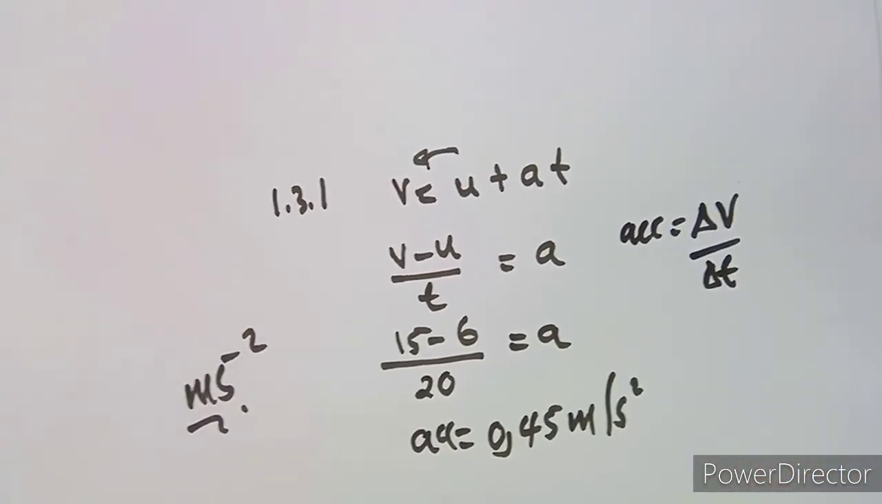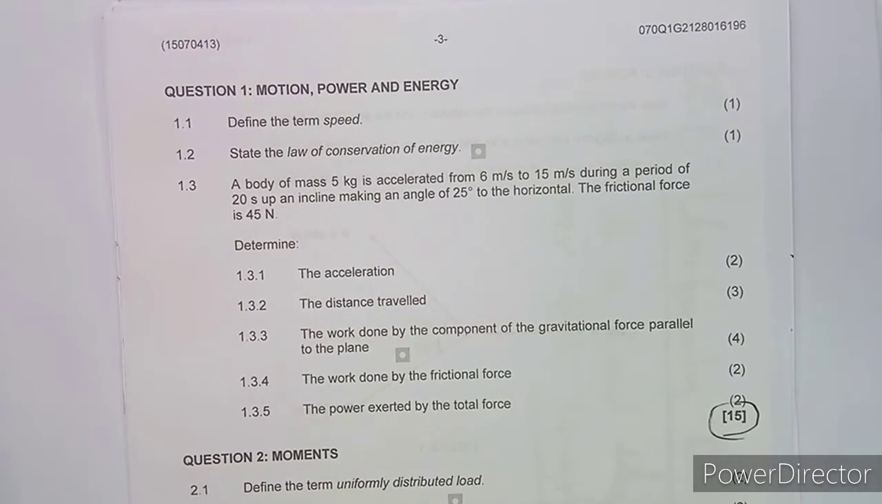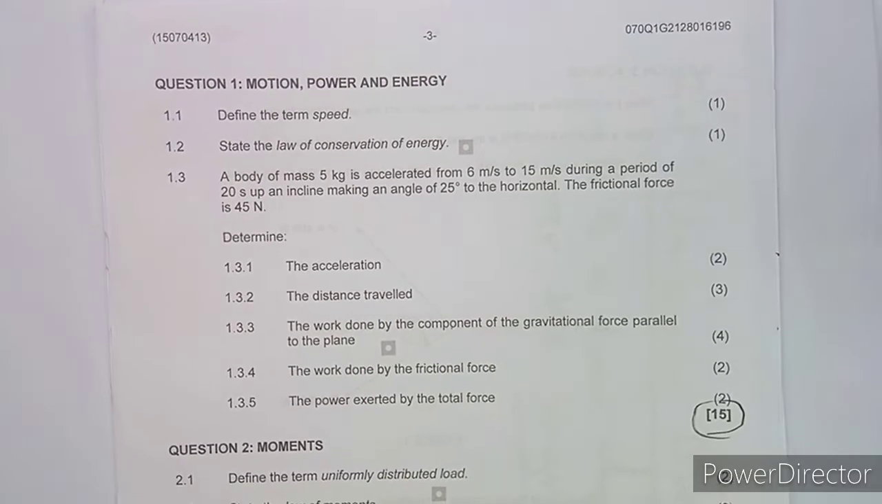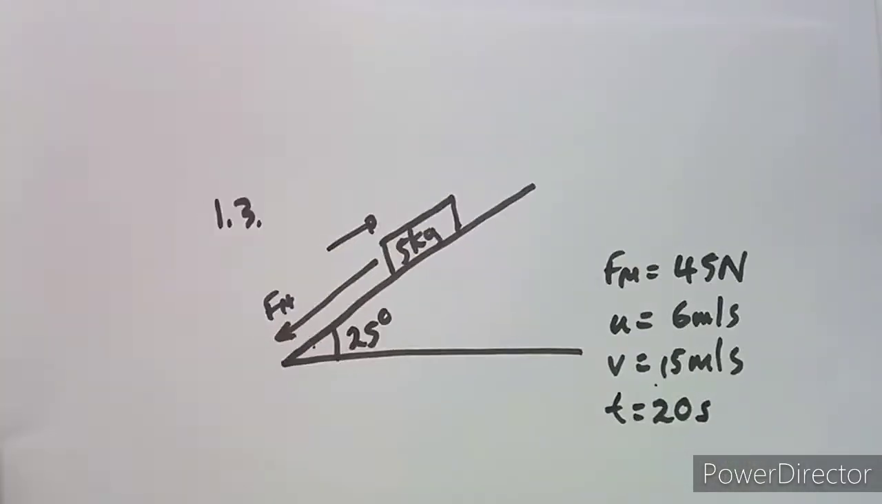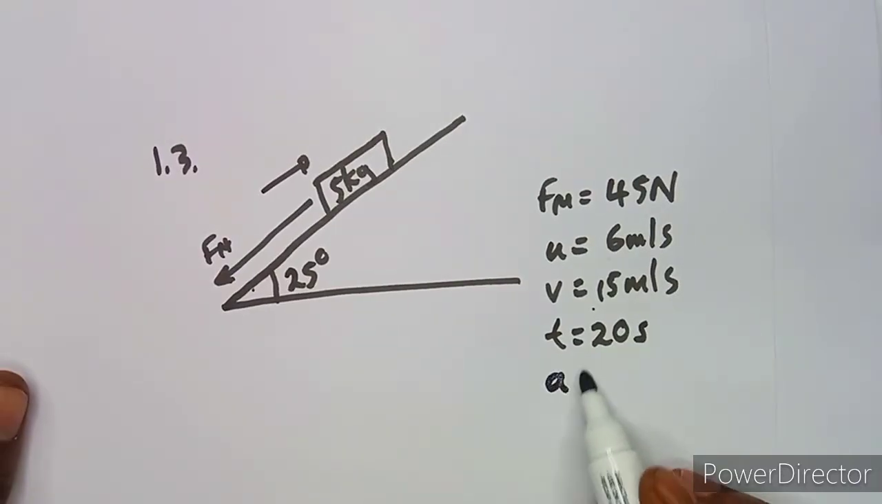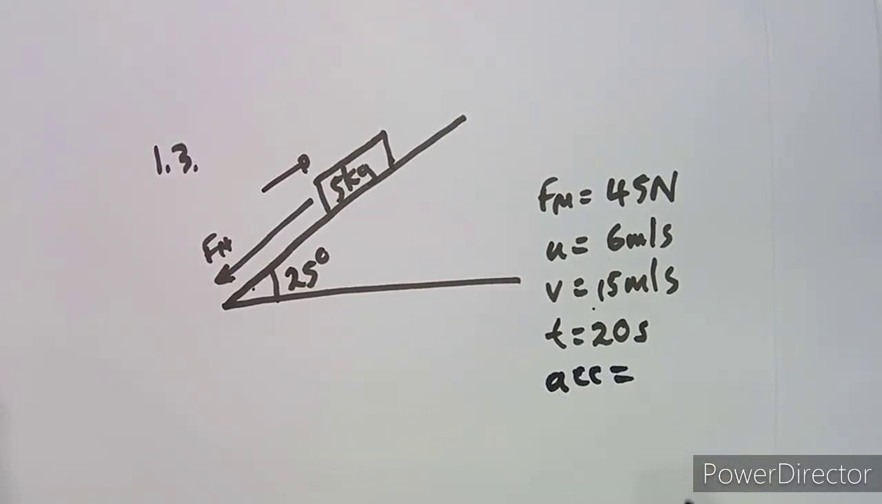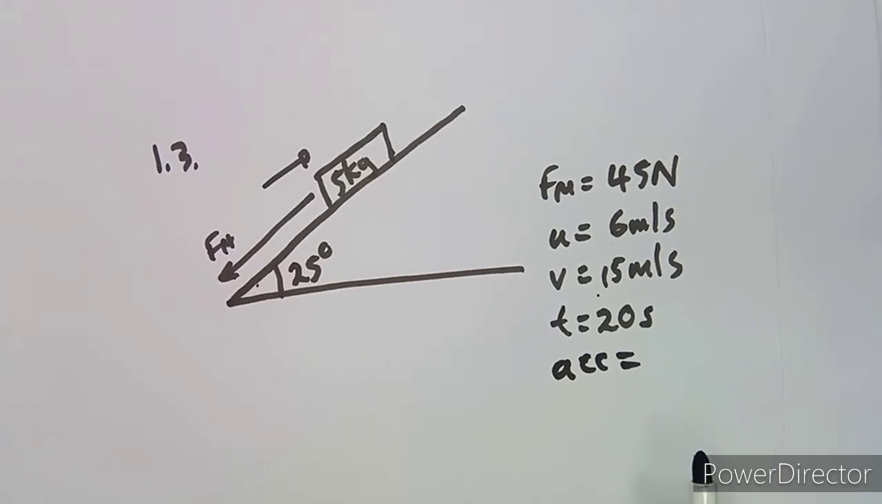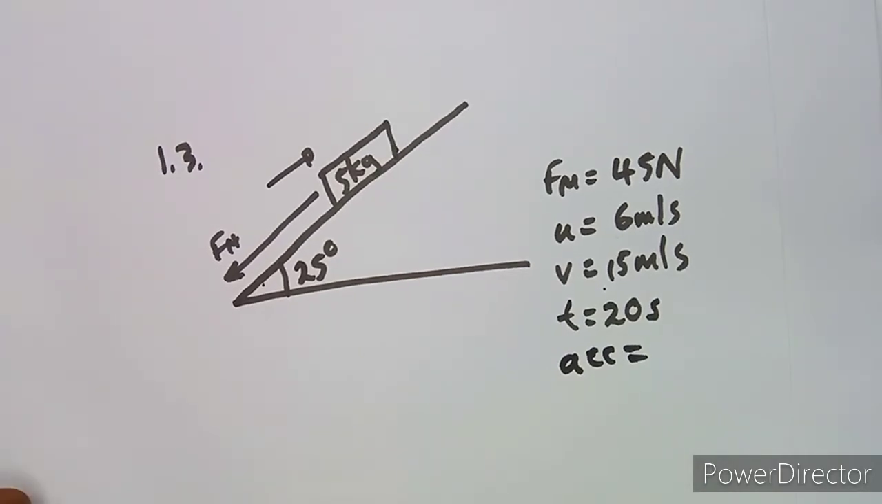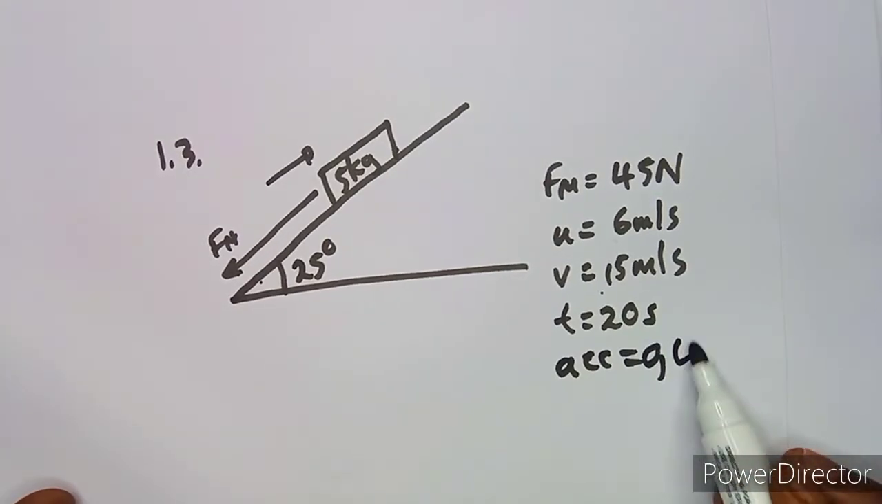Okay, so that's another formula that you could have just used there. You could have obtained the same answer. Okay, then the distance traveled. Let me just add this acceleration, maybe it's going to help us to find something there. So acceleration is just a, which is 0.45, the one that we just obtained now.